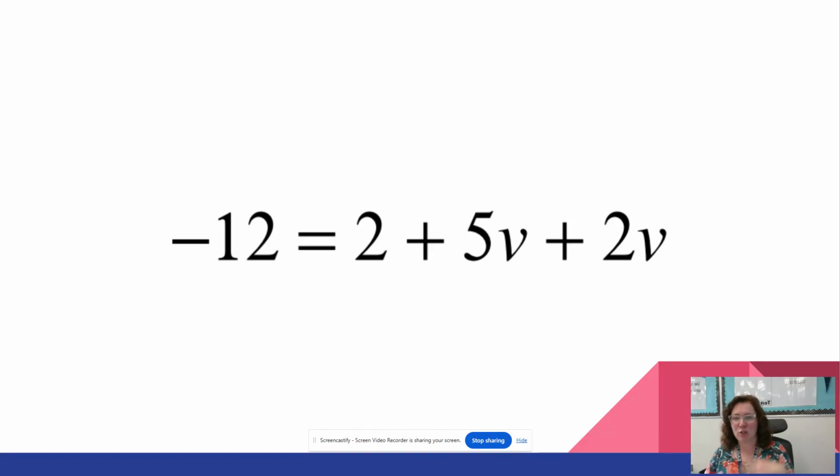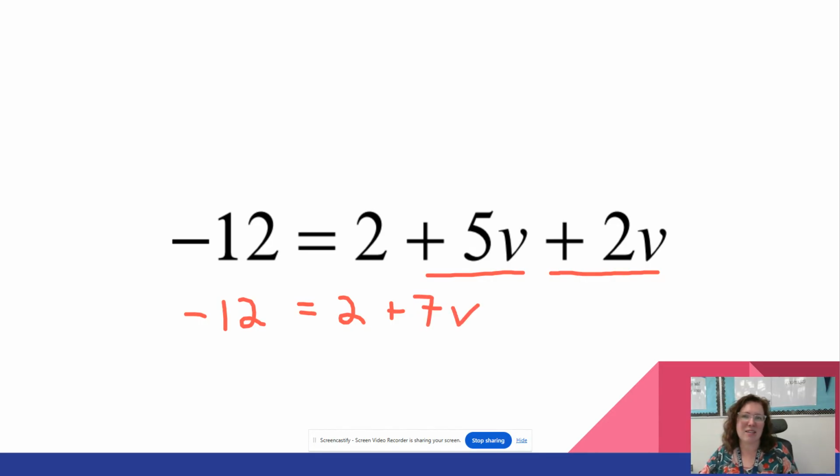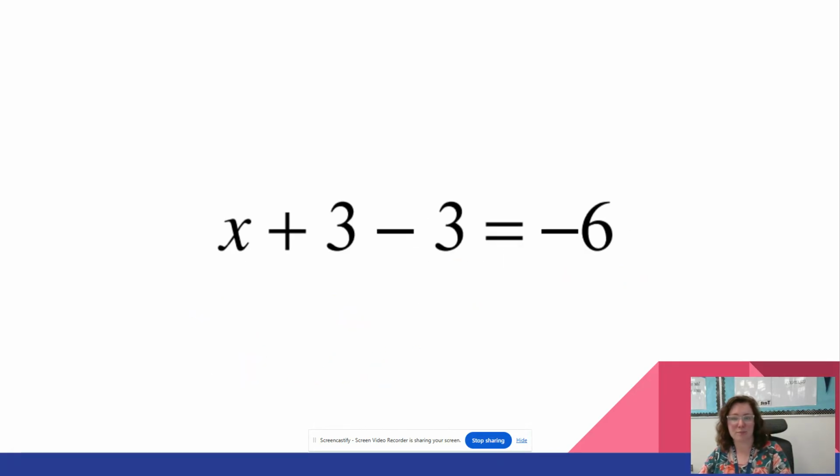Okay, then we did some more practicing solving, so we can combine some like terms. A positive 5v plus 2v. We now have negative 12 equals 2 plus 7v. And then it's just a two-step equation. Subtract 2 on both sides gives us negative 14 equals 7v. Divide by 7 on both sides to get negative 2.